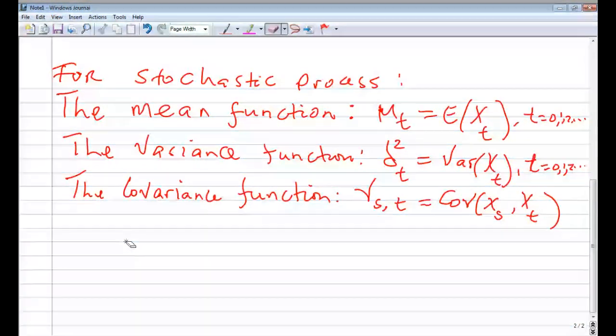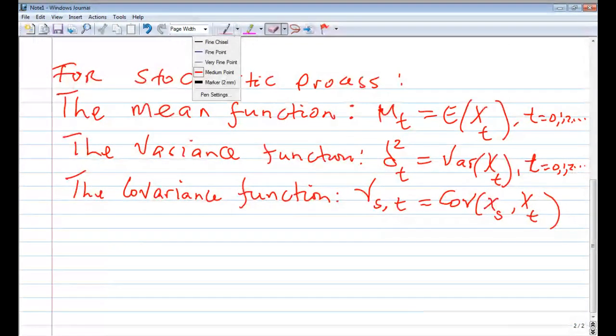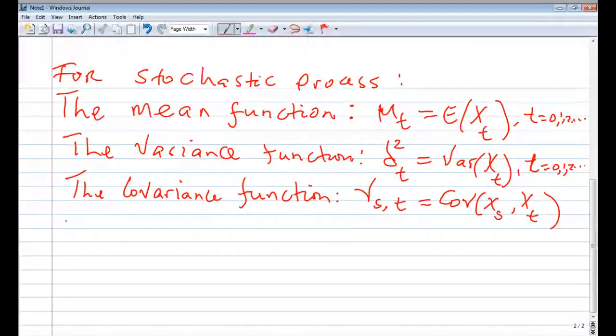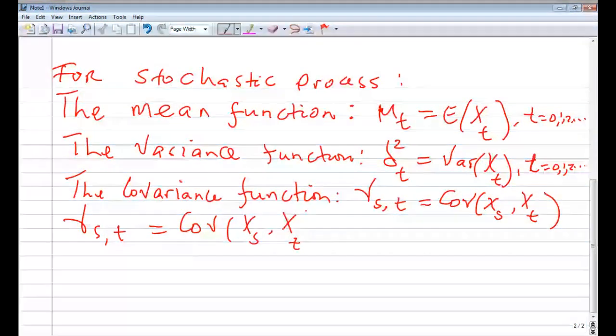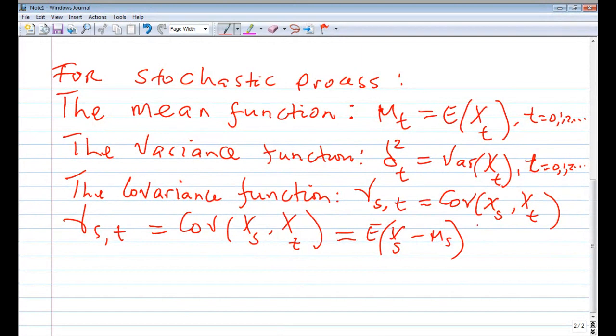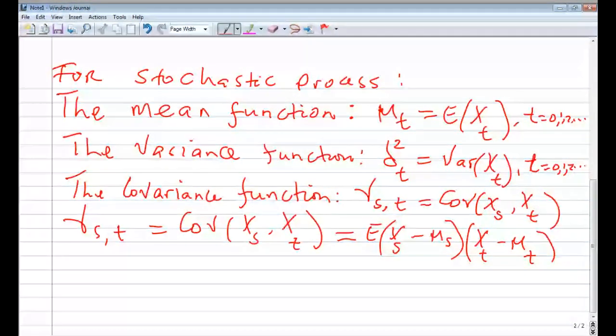Then the covariance of Xs, Xt can also be equal to, in other words, gamma st, which is equivalent to the covariance of Xs, Xt, can also be equal to the expected value of Xs minus mu s, close brackets, open brackets, Xt minus mu t, not mu s, mu t, then close brackets. So this is how you define your covariance functions under stochastic processes. Okay.